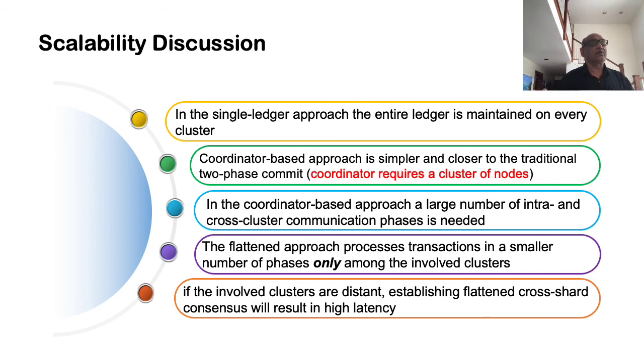and only requires coordination among the clusters on which the transaction was involved. That reduces the synchronization requirement significantly, because you can now allow multiple cross-shard transactions to be processed in parallel in the system. So these are the flavors of the algorithms. One of the problems with the flattened approach is that if the clusters are far apart, achieving cross-shard consensus is going to incur high latency.